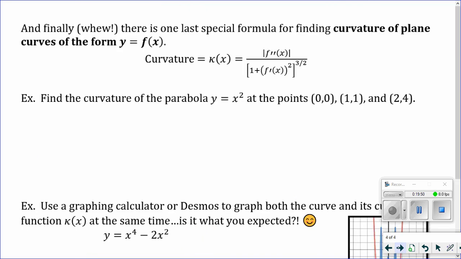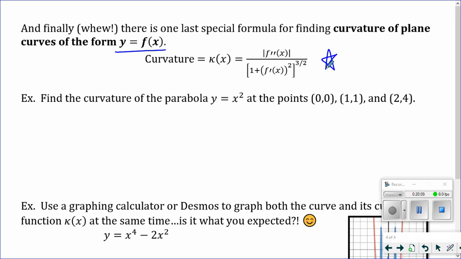All right, last page here, so curvature. The ones we were just doing were when we were given an r of t, a vector function. Sometimes you can be given just a regular old problem, like a regular function, y equals f of x. So here's our formula for the curvature then.